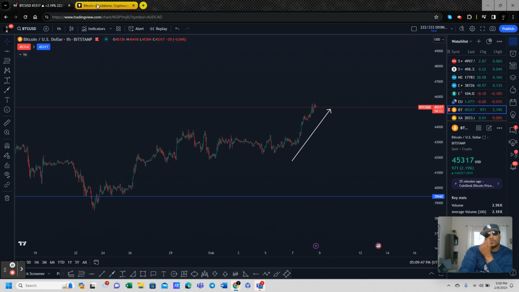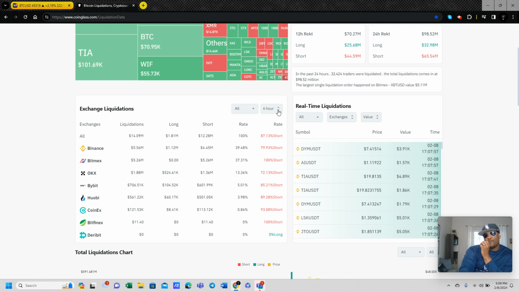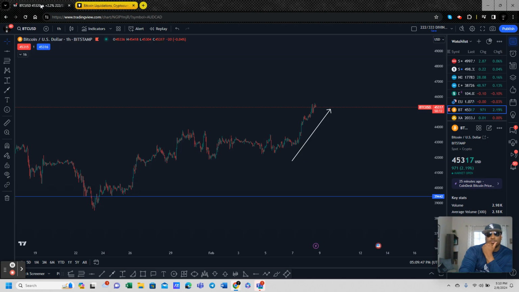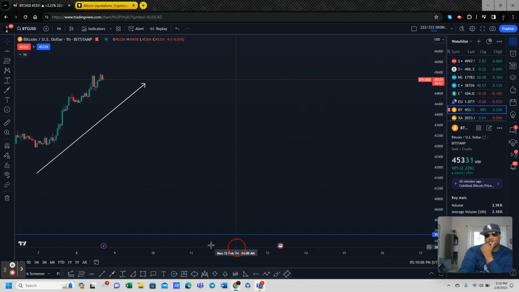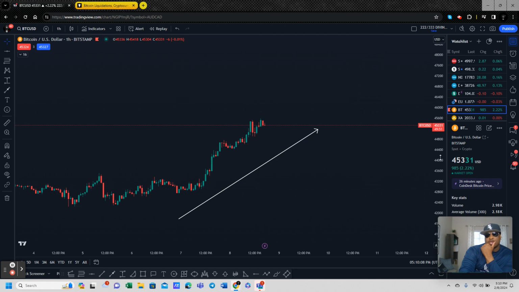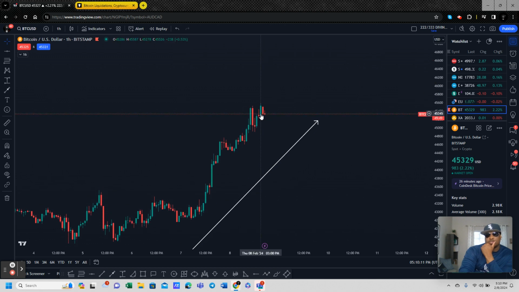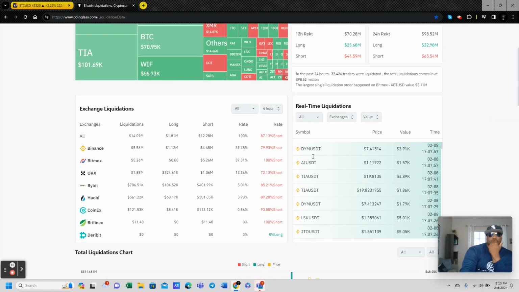Now here we go. Let's just look at the last 4 hours. In the last 4 hours, look, we've been majority short. So 87% have been short in the market on Bitcoin, 1, 2, 3, 4 hours while we're moving up.